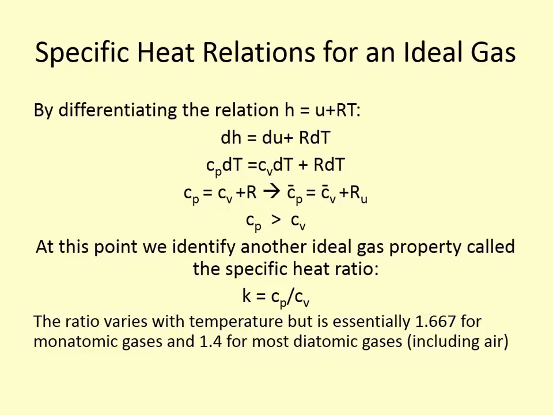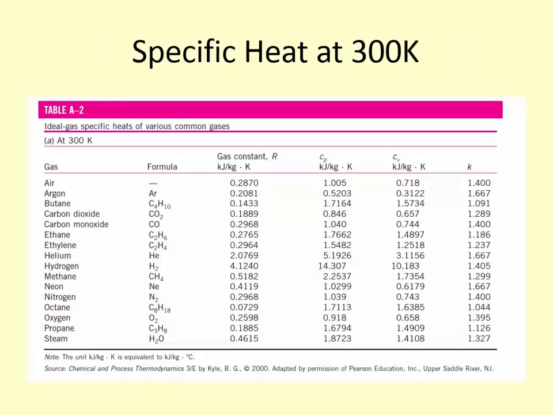And air is included in that, even though it's not technically a diatomic gas, but it's primarily composed of nitrogen, which is N2, and oxygen, which is O2. So it's composed of distinct diatomic gases, and so it behaves much like a diatomic gas. So we can look at these in table A2.